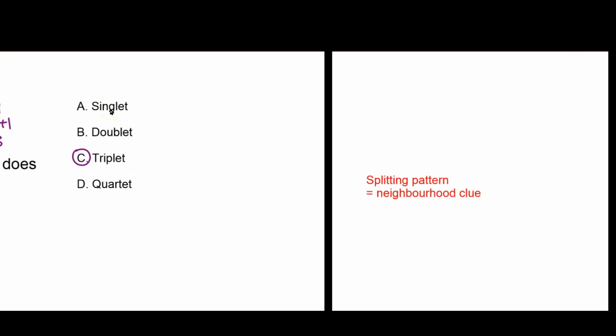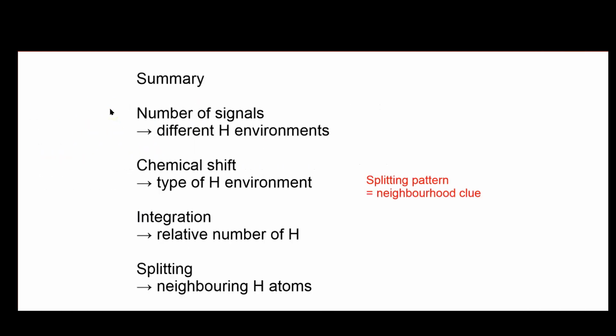To summarize, the number of signals tells us the different hydrogen environments. Chemical shift tells us the type of environment. Integration tells us the relative number of hydrogens. Splitting tells us the neighboring hydrogens. So remember, splitting pattern equals neighborhood clue.